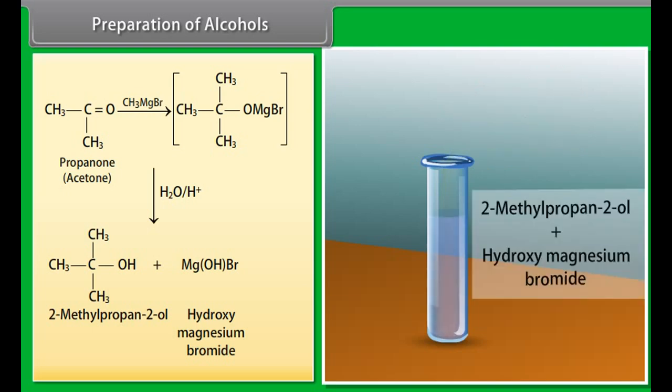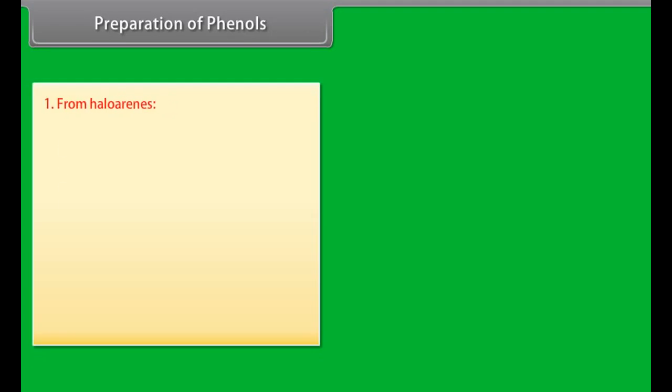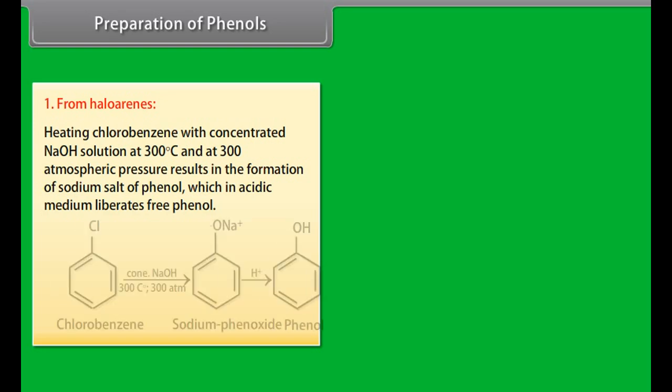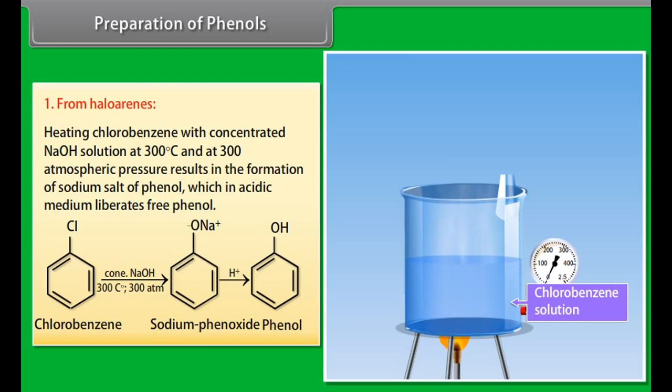Preparation of phenols. From haloarenes. Heating chlorobenzene with concentrated sodium hydroxide solution at 300 degrees Celsius and at 300 atmospheric pressure results in the formation of sodium salt of phenol, which in acidic medium liberates free phenol. Concentrated NaOH is mixed with chlorobenzene at 300 degrees Celsius and 300 atmospheric pressure, resulting in the formation of sodium phenoxide, and then by providing an acidic medium it gives phenol.